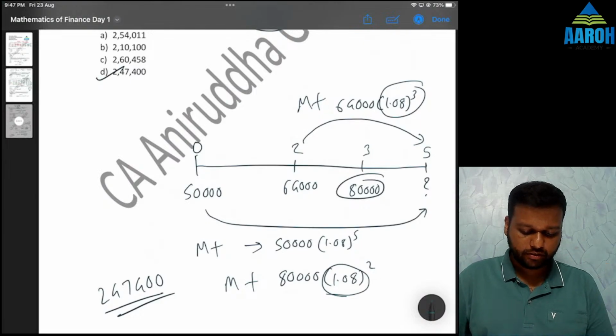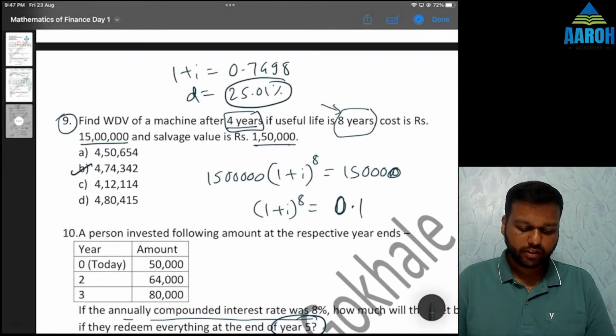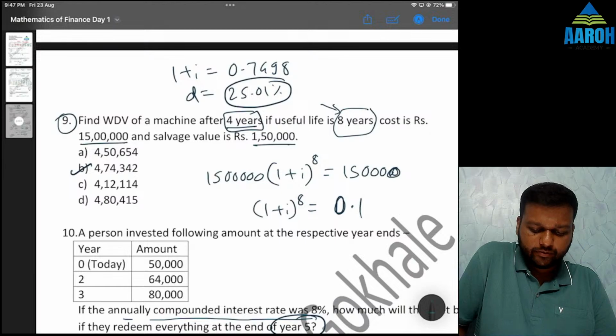Let me know if you have understood. Okay, tell me if you have a doubt, D is correct. Good. 9th I'll explain once again quickly.